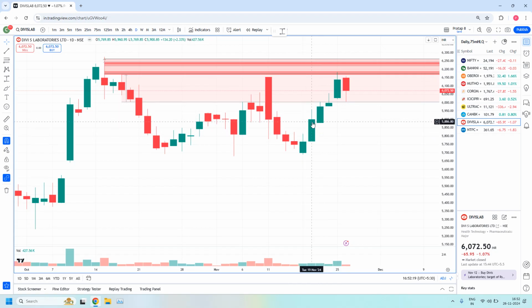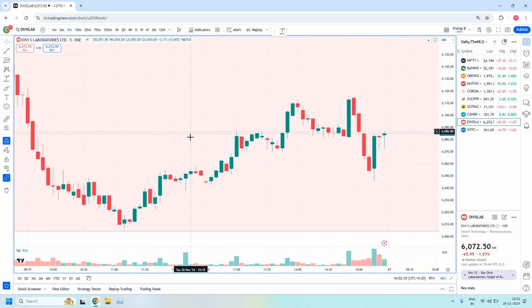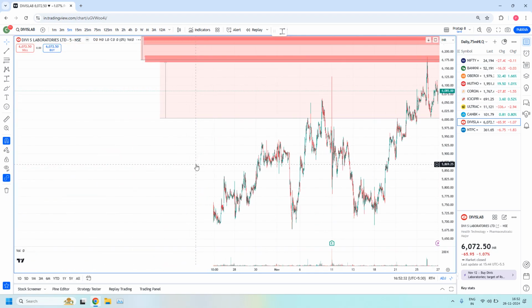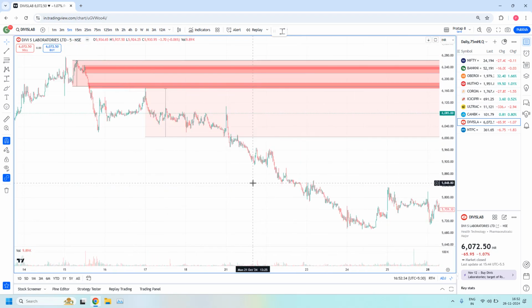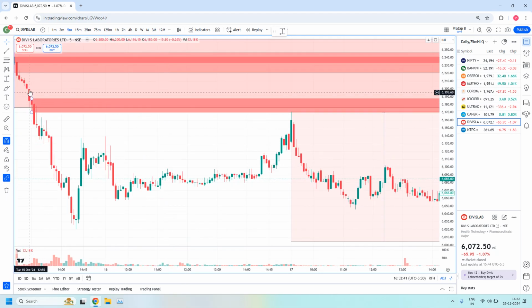We would have discussed Divi's Lab in the Wednesday or Thursday video. At the time I already explained, this zone has a 5-minute zone as a horizon to this entire daily high liquidity supply zone. This drop, base, drop, at the time we have drawn. Drop, base, drop.